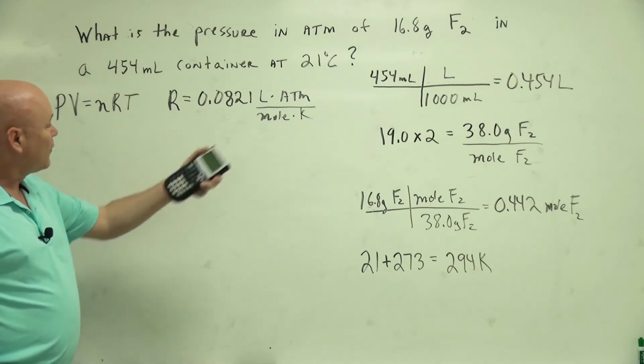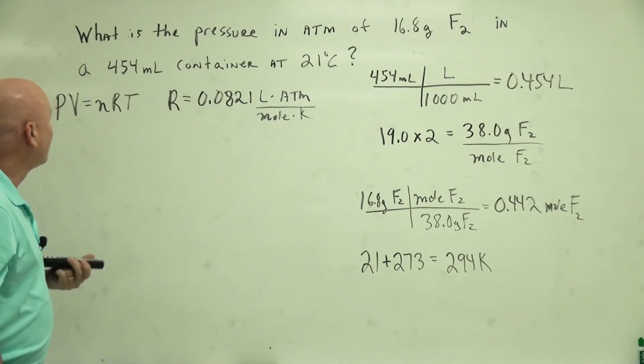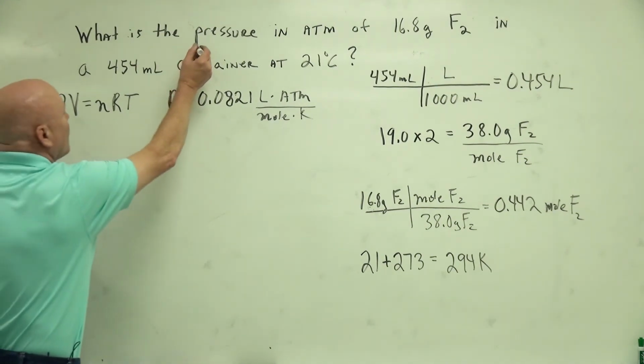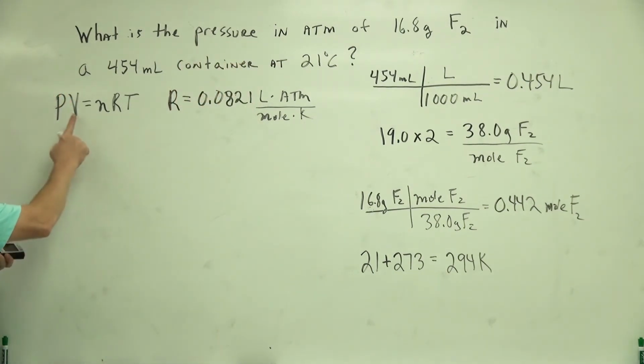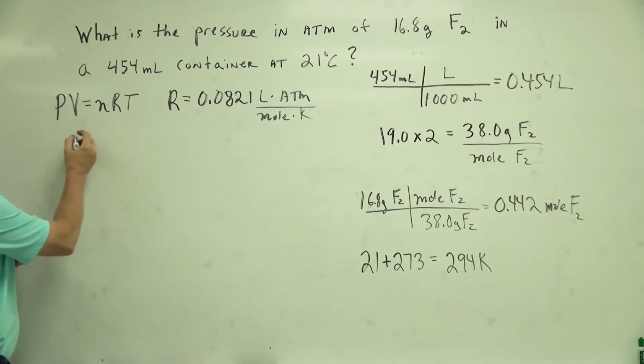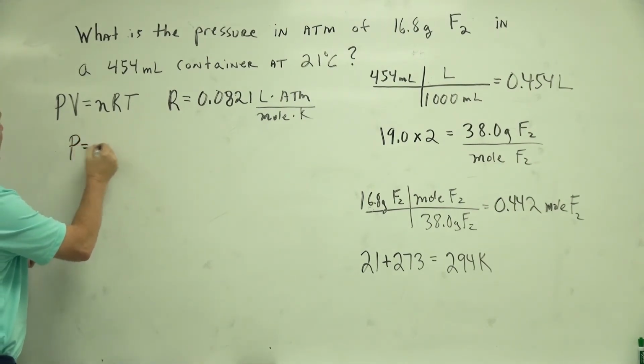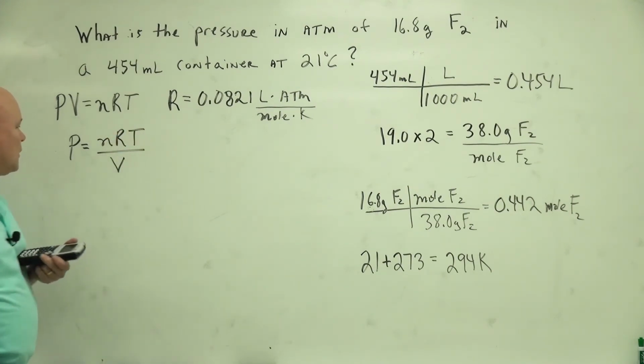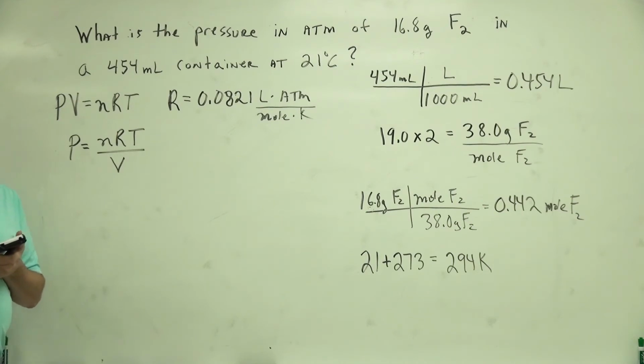Now that we have everything in the proper units, and we have all our measured numbers, it's time to rearrange our ideal gas law equation. What are we looking for? We are looking for the pressure. So I'm going to divide both sides by volume to get pressure by itself, and we have P equals nRT over V. That's the equation we're going to use with the numbers we pulled from the problem. So let's put in our numbers and see what we get.